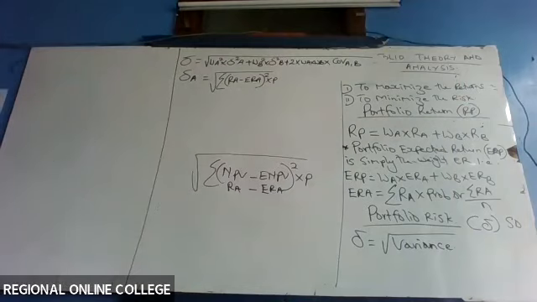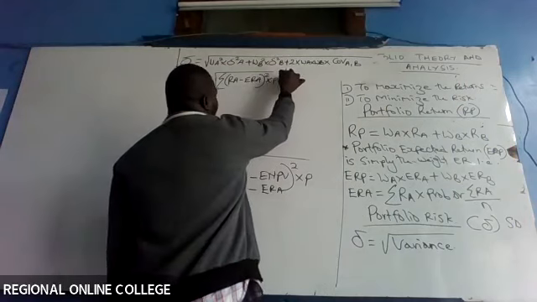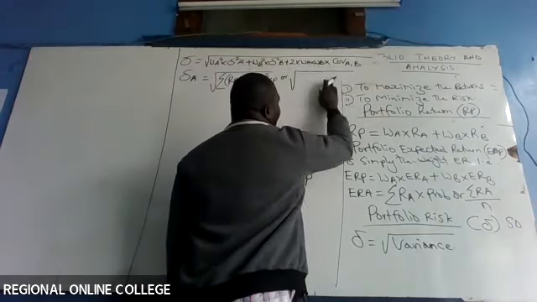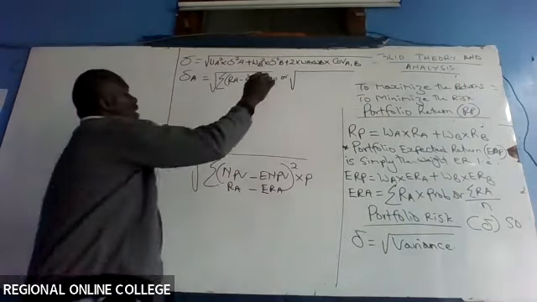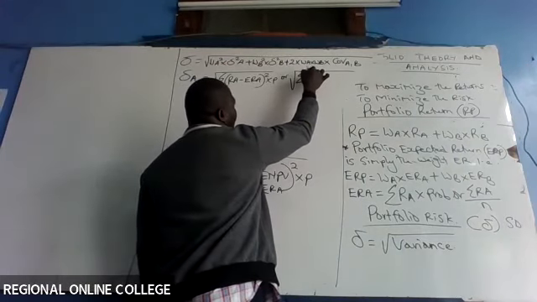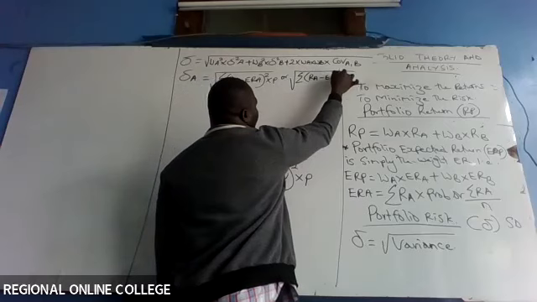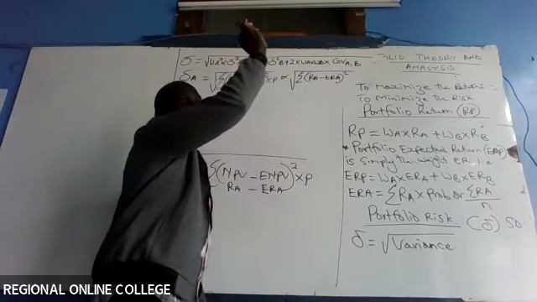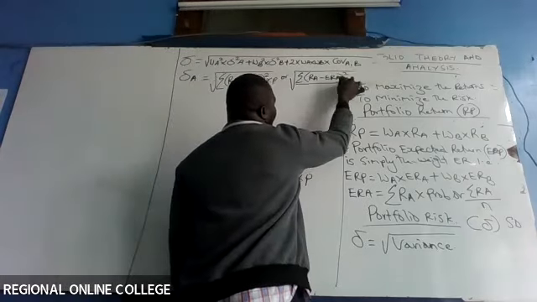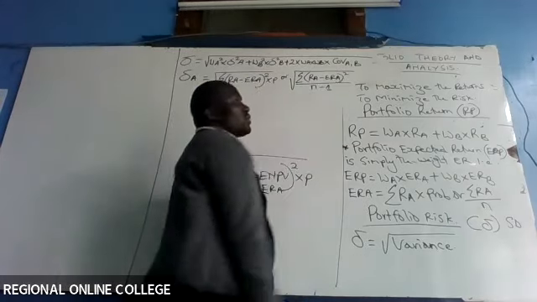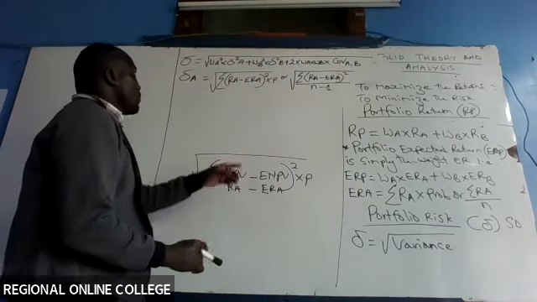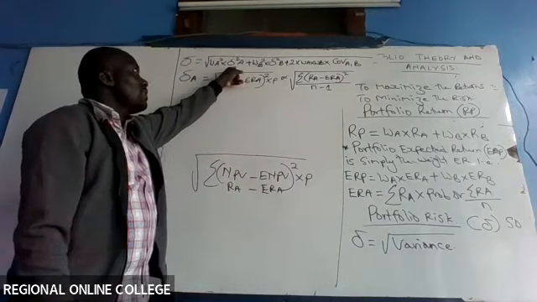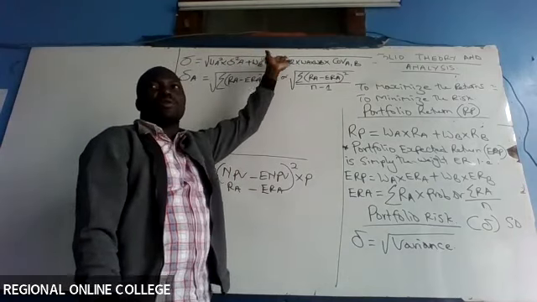And if there is no probability, remember I said, take the square root of the summation of returns of A minus expected returns of A, squared, over N minus 1. If there are no probabilities here, that one will help us to get the standard deviation of A, and the standard deviation of B.